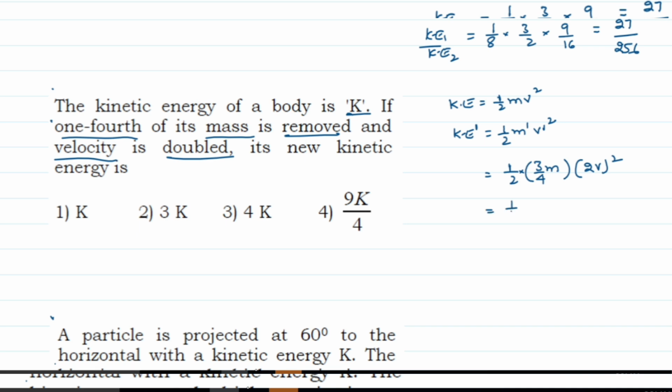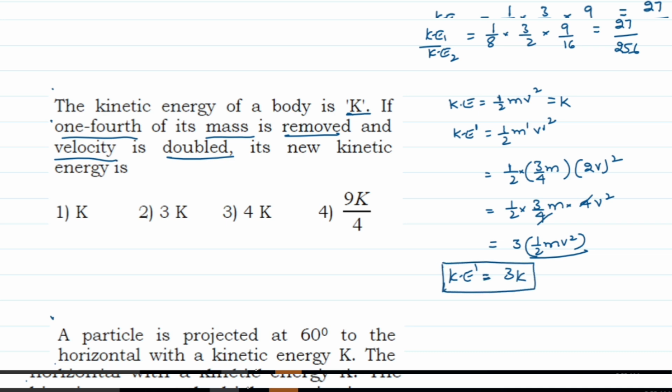Now this is 1/2 into 3/4 into m into 4v square. The 4 gets cancelled, and here we will be getting 3 into half mv square. So the new kinetic energy is 3 into, instead of half mv square, the initial kinetic energy K. So this is the final kinetic energy, students: 3K. Whenever the question gives a removed mass, for the remaining mass you need to calculate the kinetic energy.